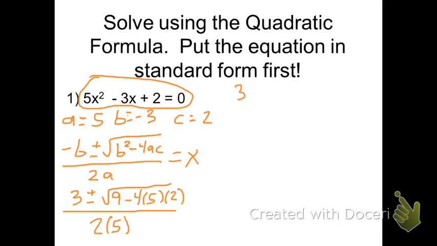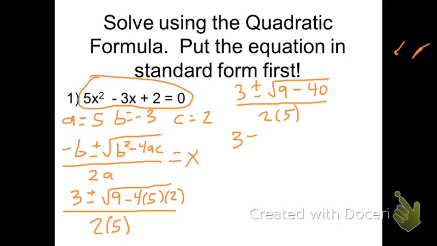So work inside the square root first. Inside the square root symbol, it is 9 minus 4 times 5 times 2, which would be 4 times 5 is 20, times 2 is 40. Sorry about that. Alright, now you can simplify the bottom and what's in the square root symbol. So what's inside the square root symbol, 9 minus 40, well, that's going to be negative 31. And then all over 10.